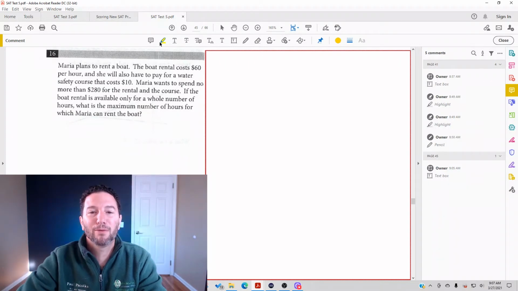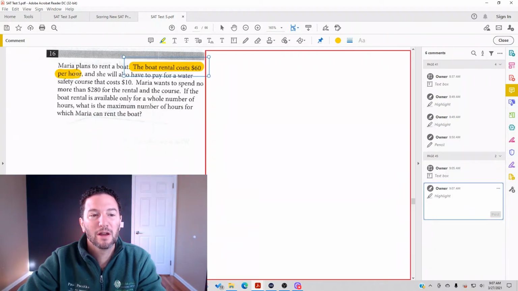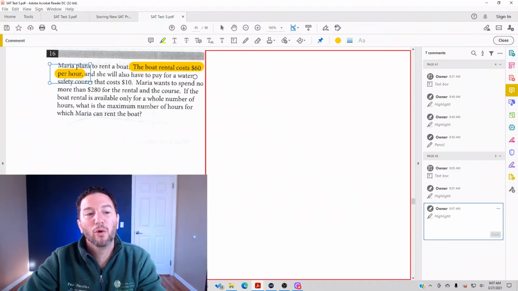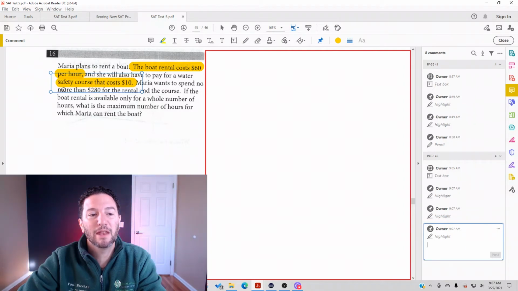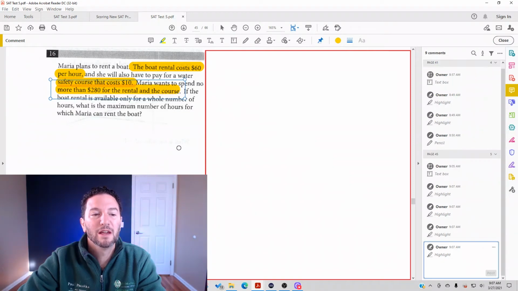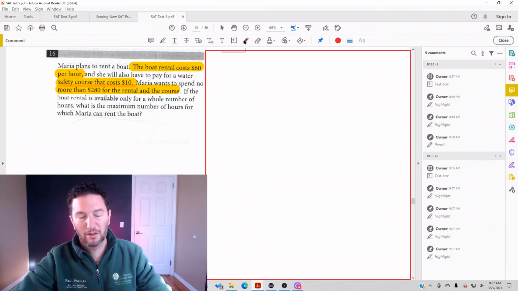Anyhow, today's problem, my name is Paul Pasolka, Ivy Masters Learning Center on ivymasters.com, and we're looking at Test 5, Section 3, Number 16, which reads, Maria plans to rent a boat. The boat rental costs $60 per hour, and she will have to pay for a water safety course that costs $10. Maria wants to spend no more than $280 for the boat rental and the course. If the boat rental is available for only a whole number of hours, what is the maximum number of hours which Maria could rent the boat?